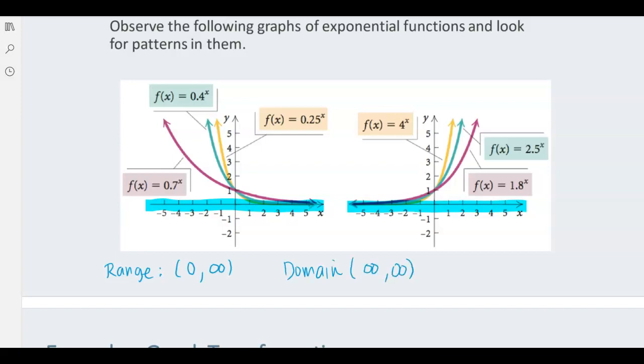Of course, this is just for a standard graph. We could have a graph transformation where the graph is shifted up or shifted left, right, stretched, and then in that case, the domain and the range might change.